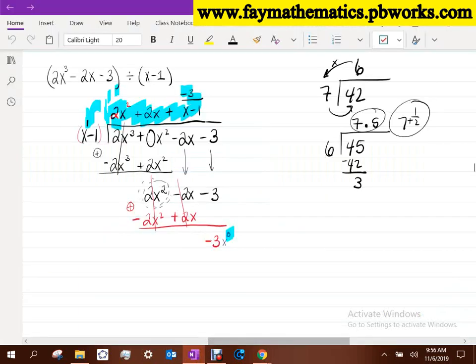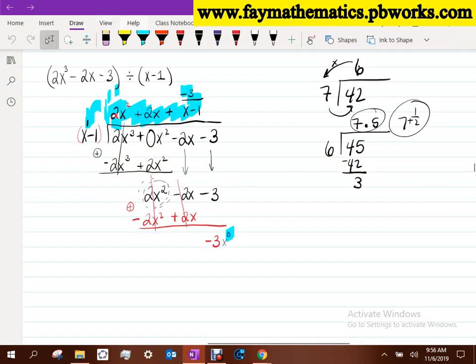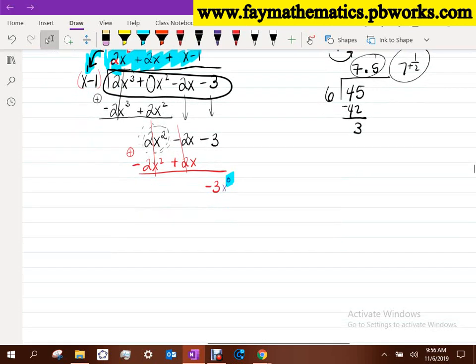Did we already know that? I don't know yet. So we'll take this blue thing, we'll take this quotient plus our remainder over our divisor, and if we multiply it by x minus 1, shouldn't it give me that thing right there? Does that make sense?